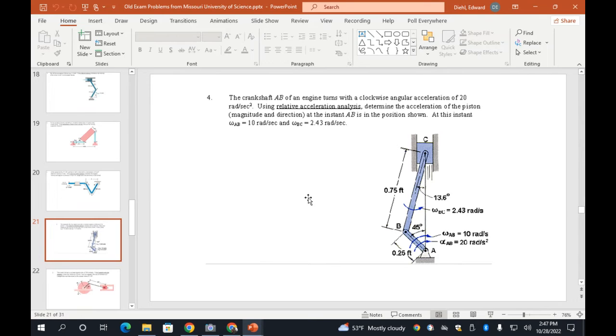Just trying to find. I don't see any easy ones, so let's just go to the hard one then. Trying to find an acceleration problem that's not terribly difficult to do.